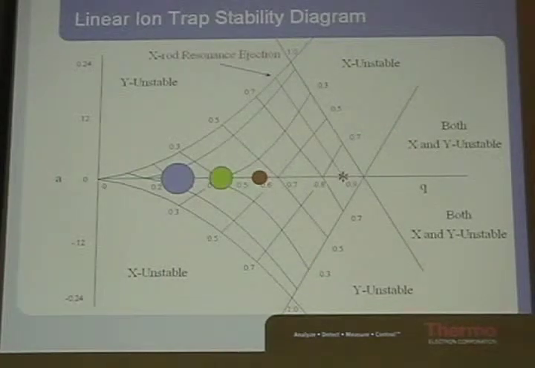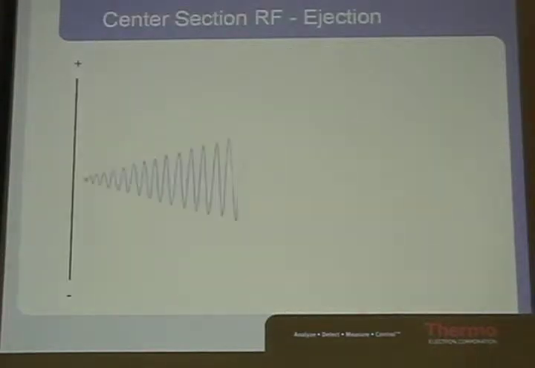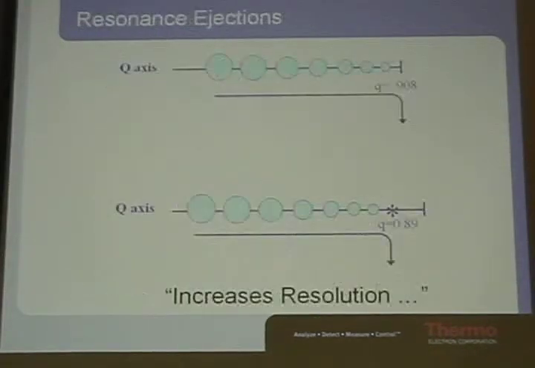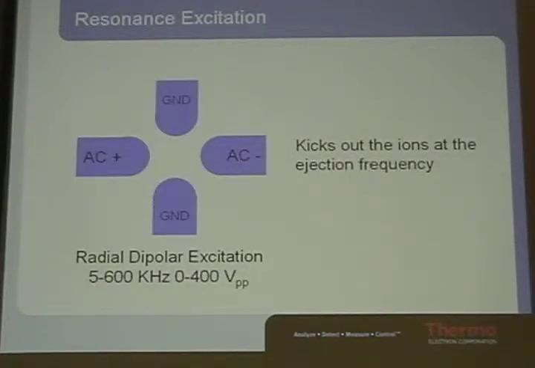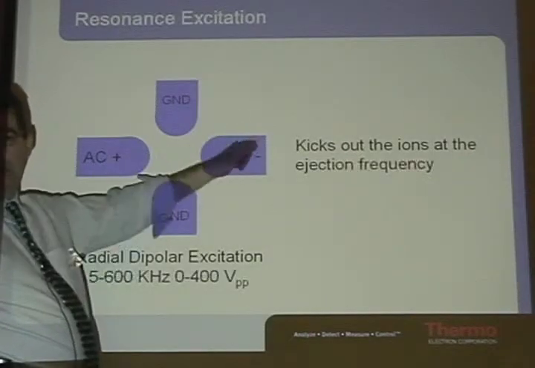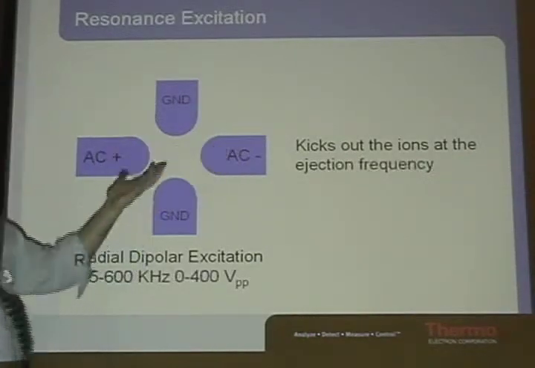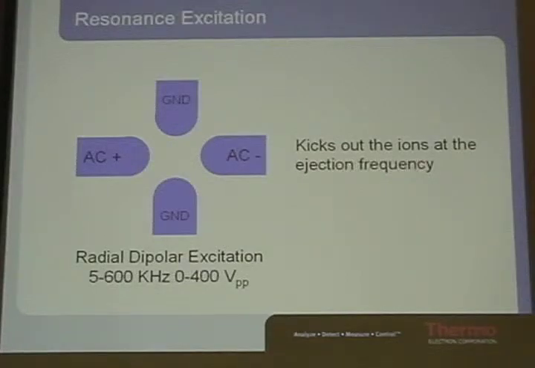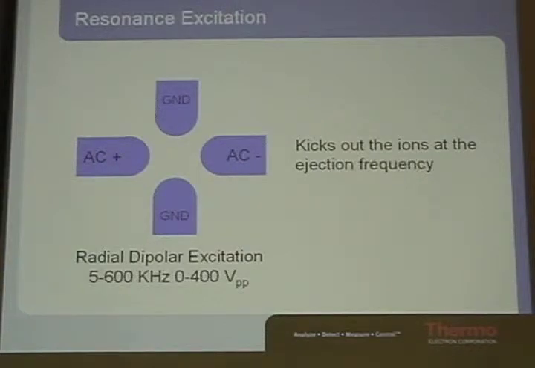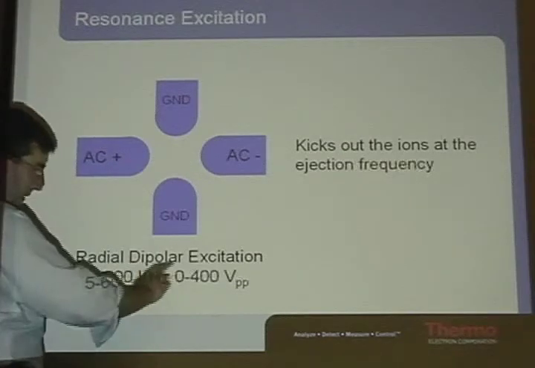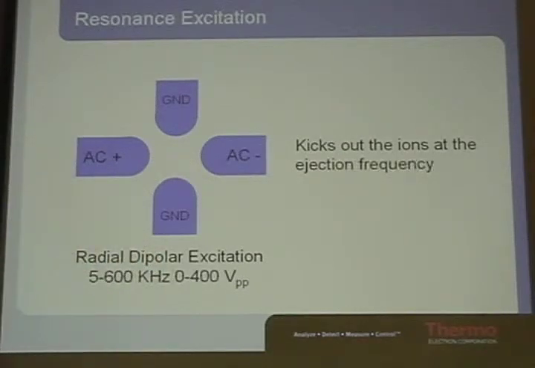Okay, now, how do I create the asterisk? What I do is, I apply a second RF voltage to the X rods only. Okay. It's an AC, an alternating current, which is just another name for RF. Okay. At the frequency of the red asterisk. Now, this is not a quadrupolar, this is a dipolar, but it only happens on 2 rods.